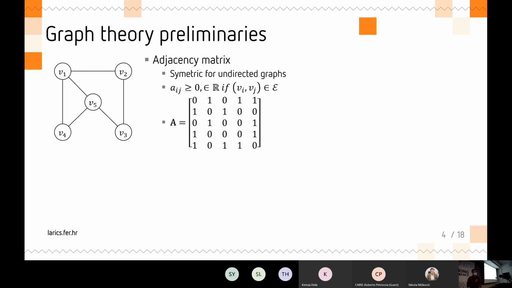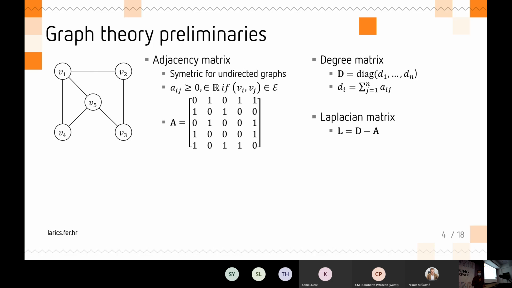Mathematically, graphs can be modeled using various matrices. The most important one, I would say, is the adjacency matrix, which tells us the weights of the links between any pair of the nodes in the graph. The second one is the degree matrix, which has on its diagonal the elements that correspond to the degrees of each node. And finally, the Laplacian matrix is the difference between those two.